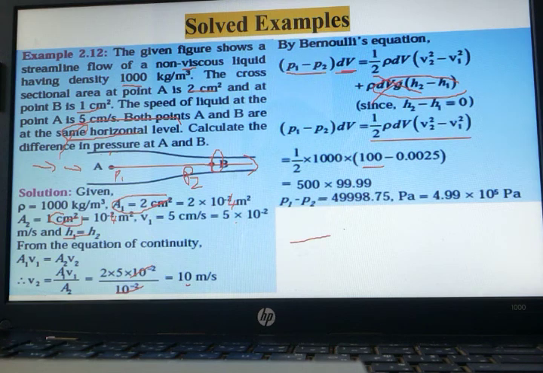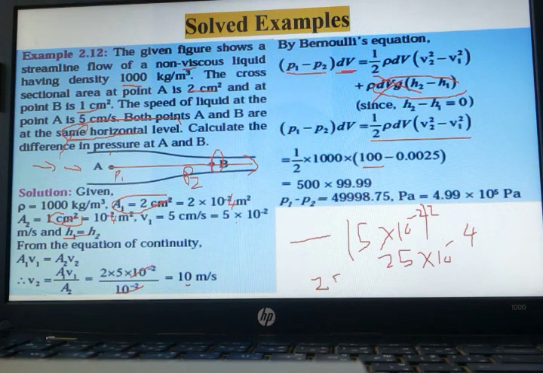If we square 5 into 10 raised to minus 2, what we get is 25 into 10 raised to minus 4. They are telling us it is 10 raised to minus 4, which means before 4 decimals, see, 1, 2, 3 and 4, so a 0 will come over here, and another 0 will come over here.